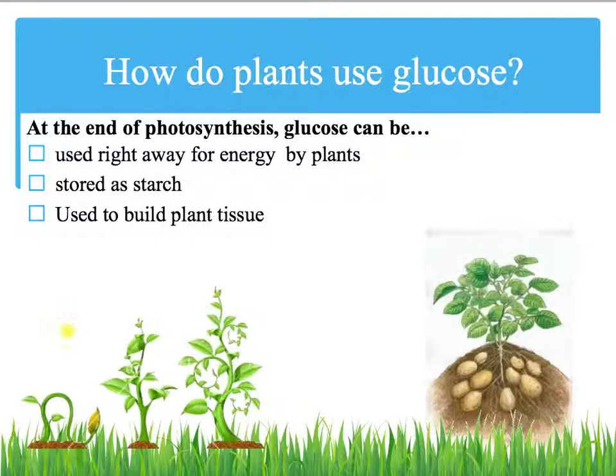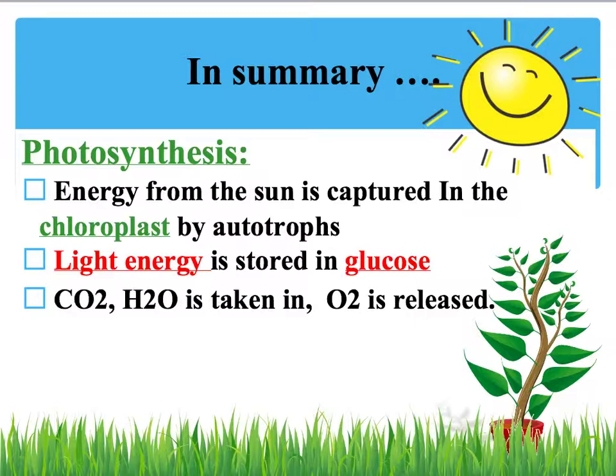How do plants use glucose? Well, at the end of photosynthesis, glucose can be used right away for energy by plants. It can be stored, or it can be used to build more plant tissue.